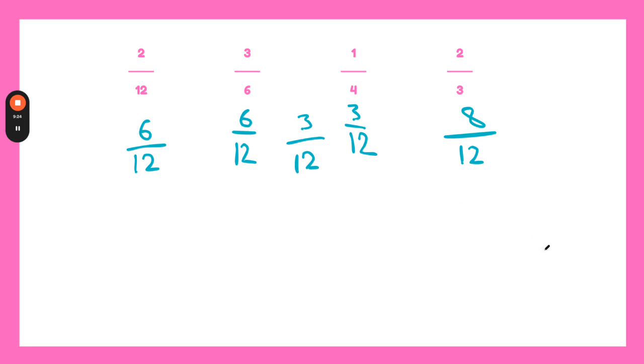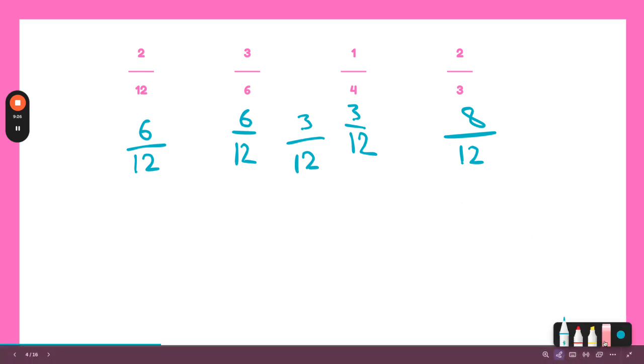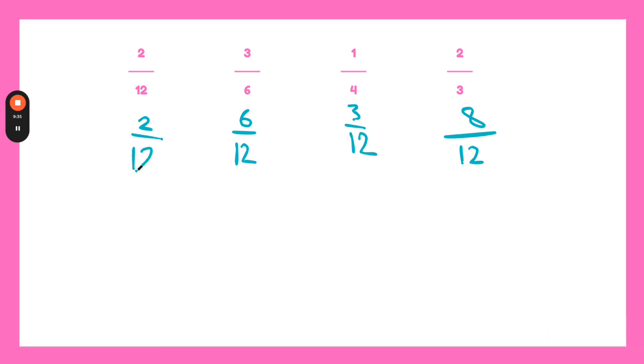And 2 over 3, or 2/3, is the same as 8 over 12. And we still have this fraction as the same. So obviously we can now order the fractions because they now have all the same denominator. So all we do is look at the numerators and order them from smallest to largest, and that is how we would order these fractions from smallest to largest.